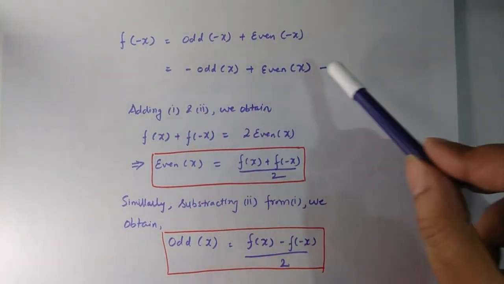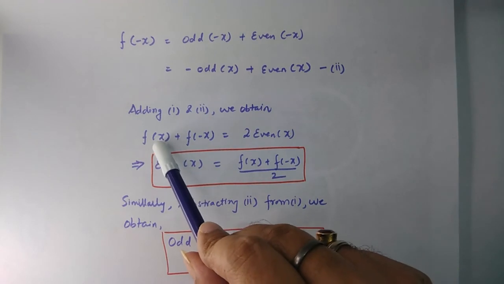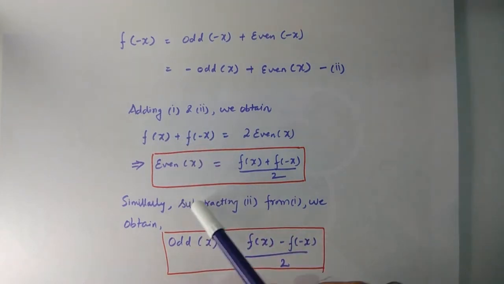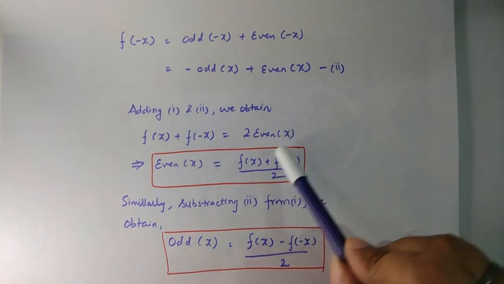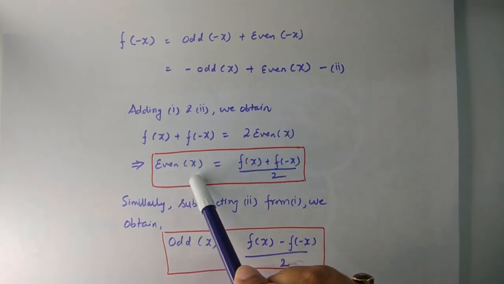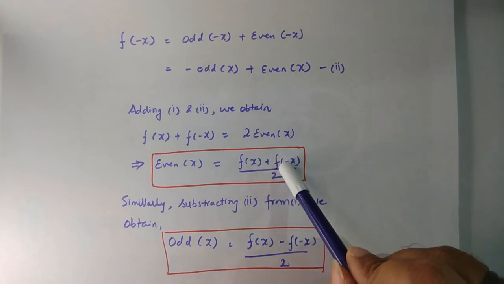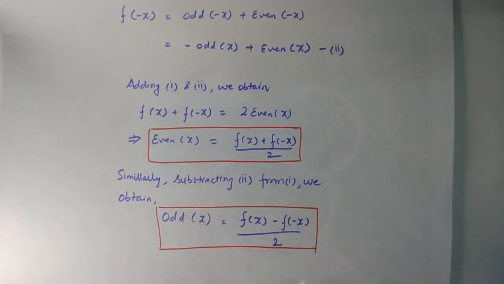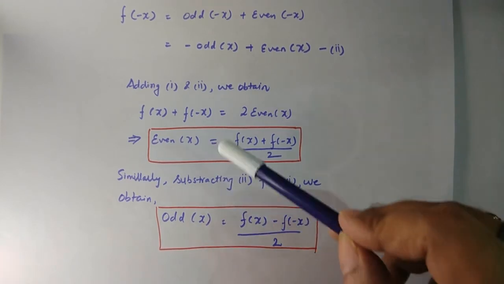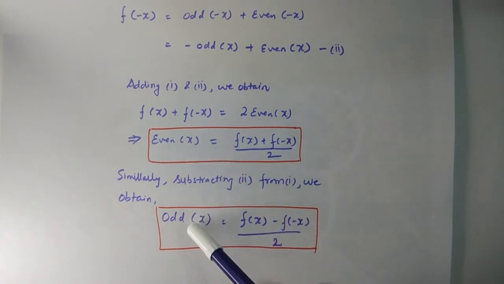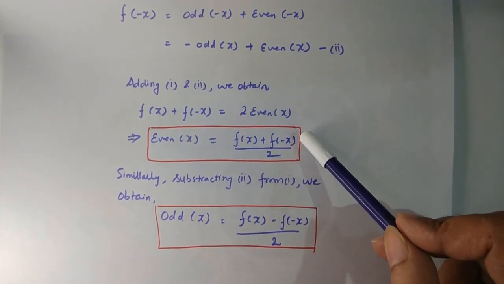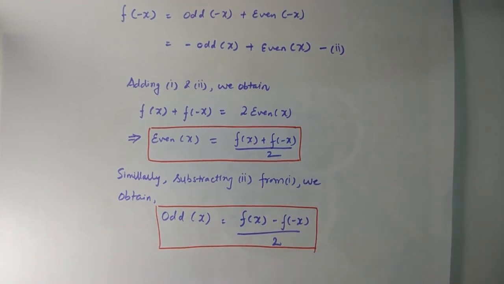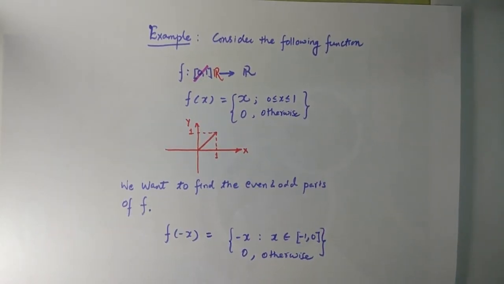Now if we add equations 1 and 2, we get f of x plus f of minus x equal to 2 times even of x, which implies that even of x is equal to f of x plus f of minus x by 2. Similarly, subtracting 2 from 1, we obtain odd of x equal to f of x minus f of minus x by 2. Now it's a trivial exercise to verify that even of x and odd of x are indeed even functions and odd functions respectively. Let us take an example.